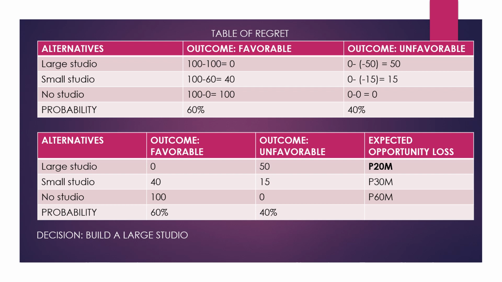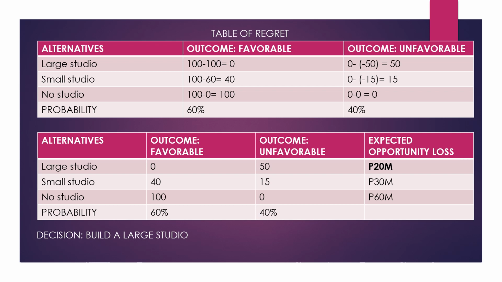For a large studio, our expected opportunity loss is 20. How did we get 20? That's the 60% probability of occurring times 0 regret, plus the value for unfavorable, which is 40% times 50. So you will get 20.